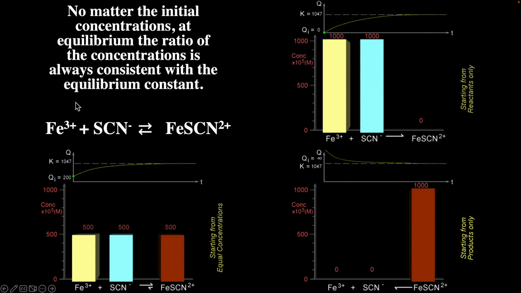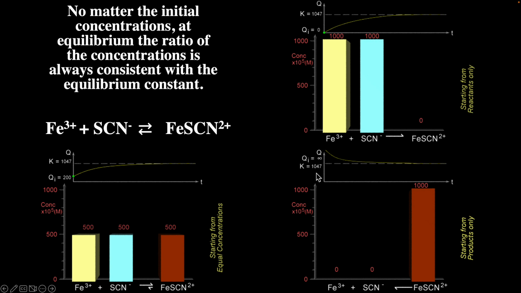And so here we have the iron plus the thiocyanate going to iron thiocyanate. And we can imagine, okay, what happens if we start with just reactants? What happens if we start with just products? What happens if we start with equal concentrations of everything? Now, if you notice, for equilibrium, we often use these two arrows, meaning that we can have the forward reaction and we can have the reverse reaction.